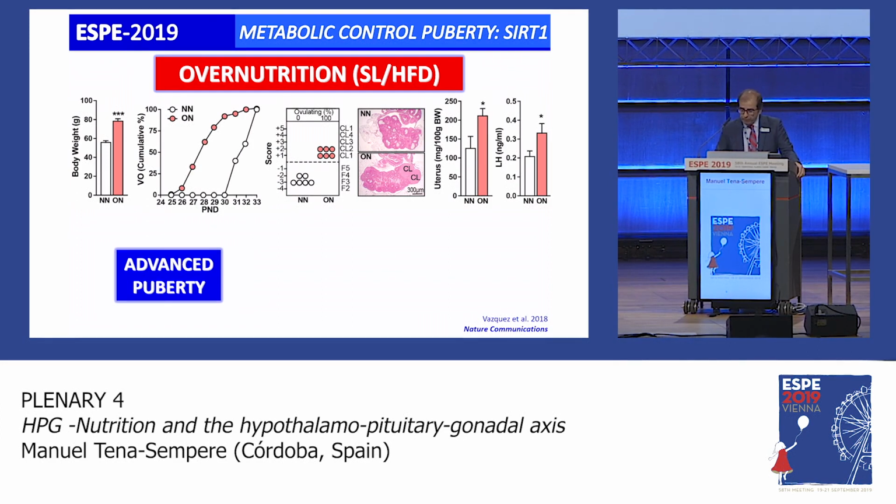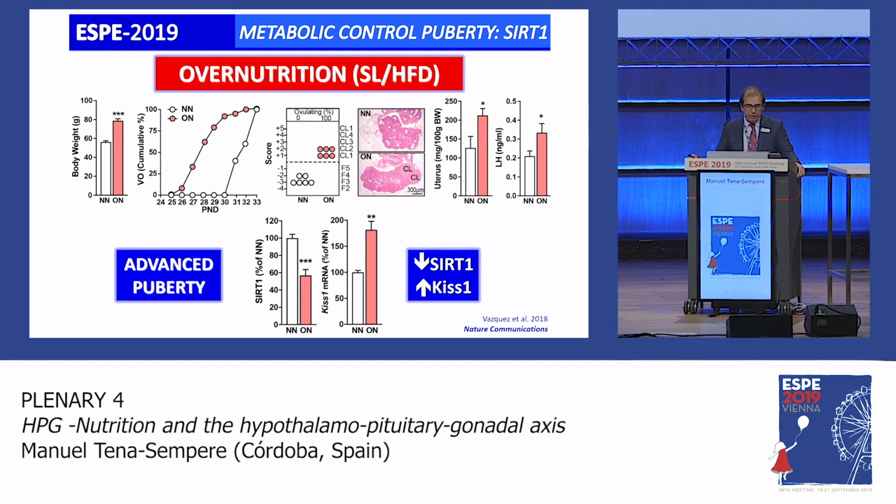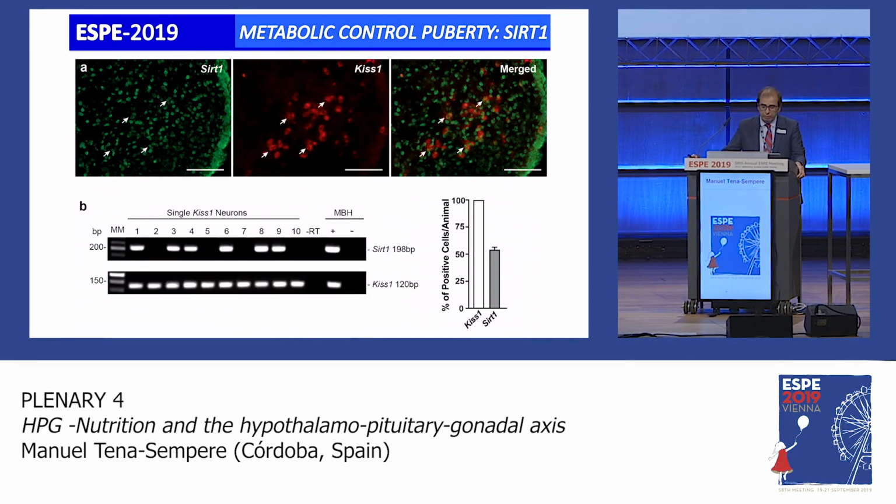In this particular model, what we observed, again in keeping with the hypothesis, is that SIRT1 expression or content in the hypothalamus is going down too early, and this is associated with an increase in KISS1 gene expression. Again, this increase in KISS1 being possibly the driver for the advancement of puberty onset seen in this particular model.